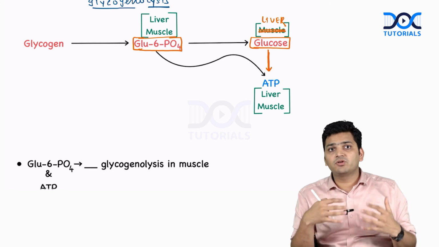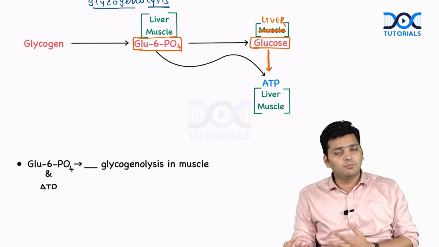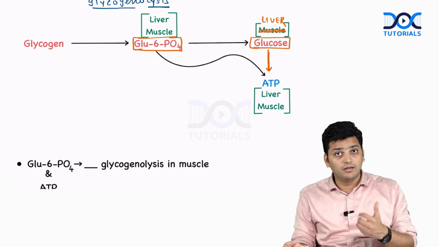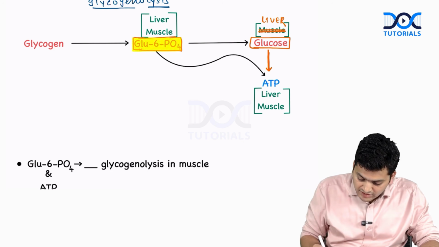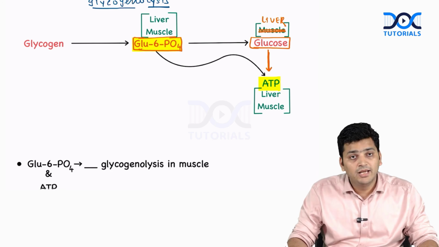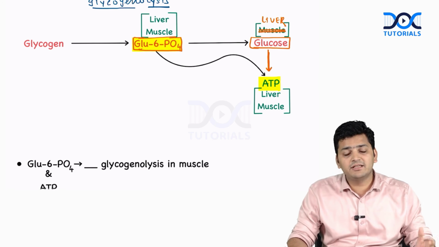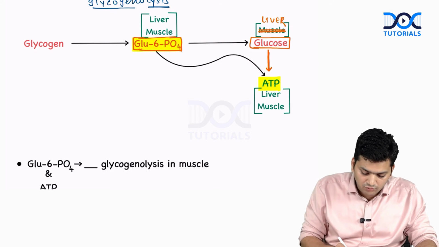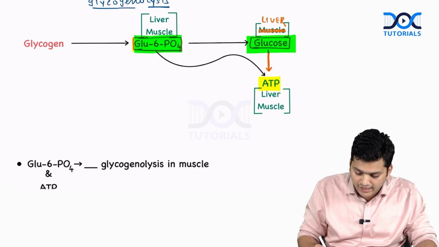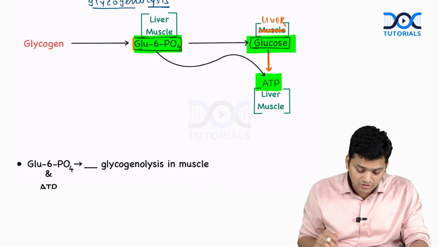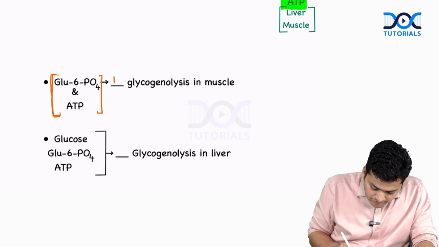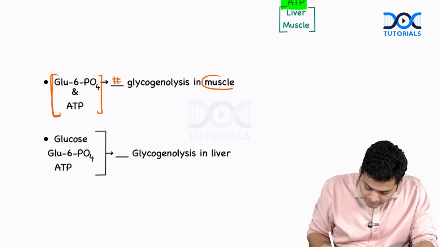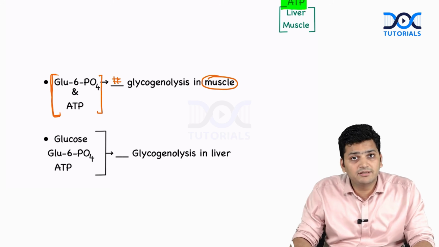So what are the products of the glycogenolysis? What are the products of glycogenolysis in the muscle? If I ask you in the muscle, what are the products of the glycogenolysis? Glucose 6-phosphate and the ATP. And what are the products of glycogenolysis in the liver? In the liver, we have glucose 6-phosphate, we have the glucose, we have the ATPs. These are the products. So the glucose 6-phosphate and the ATP, if they are more, they are going to inhibit the glycogenolysis in the muscle, because they are the products of the glycogenolysis in the muscle.